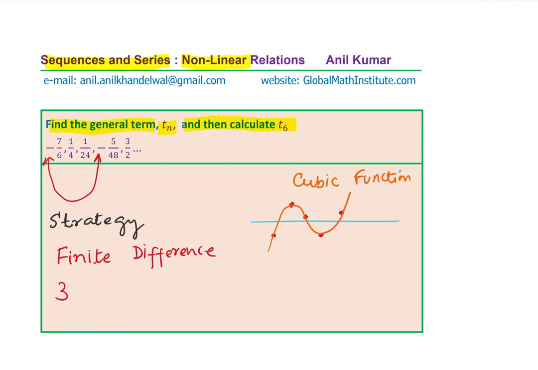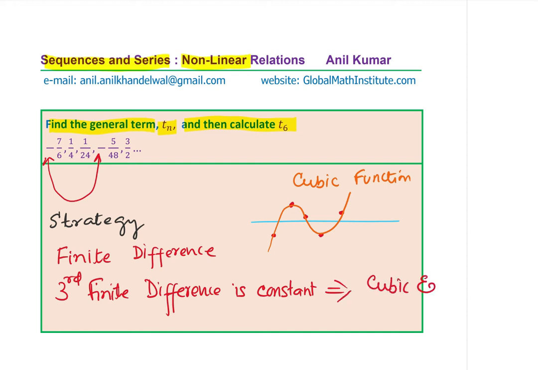But if the third finite difference is constant, then that will lead to a cubic equation. Is that clear to you? We're just jumping to the cubic equation from the given data. That may not be true, but we have to think some way and start our work. That is very important to understand.